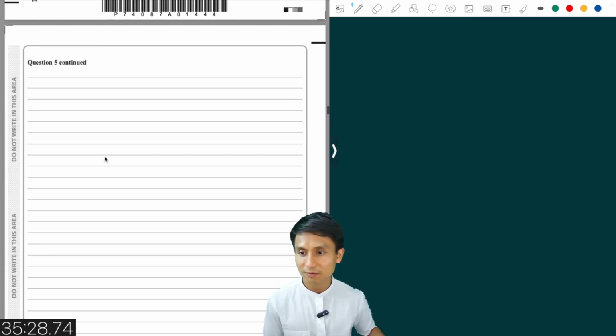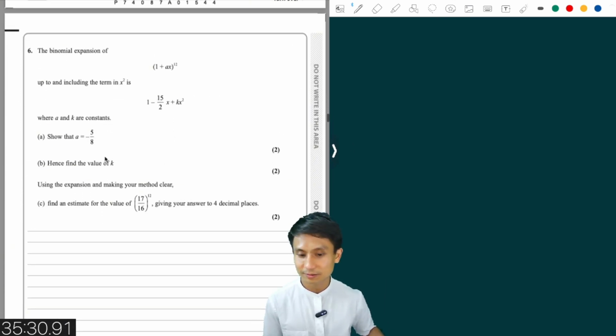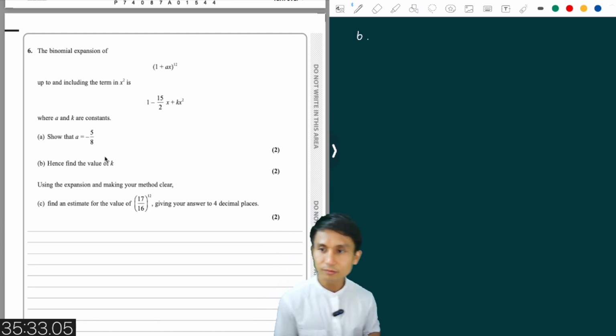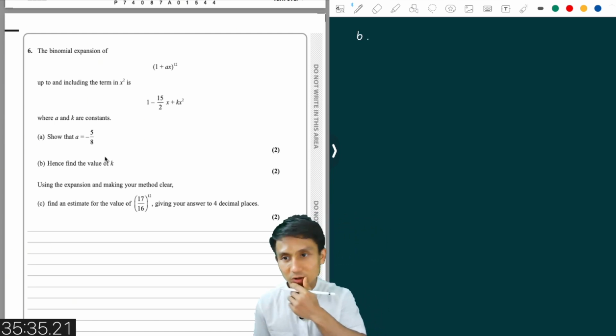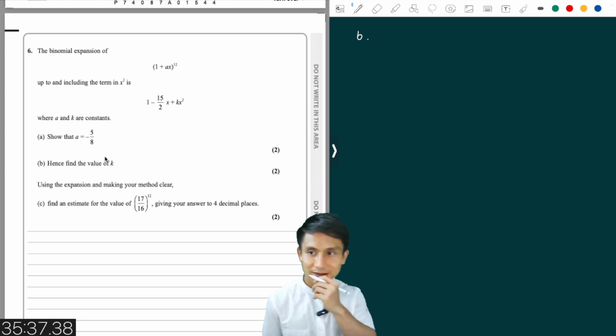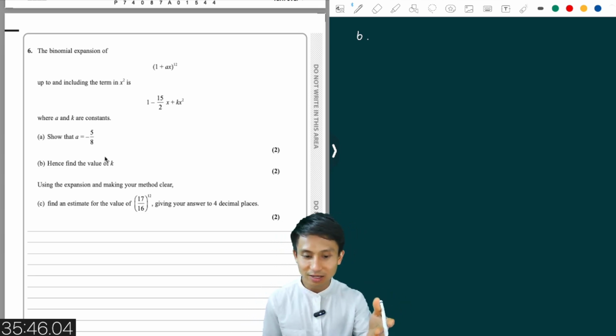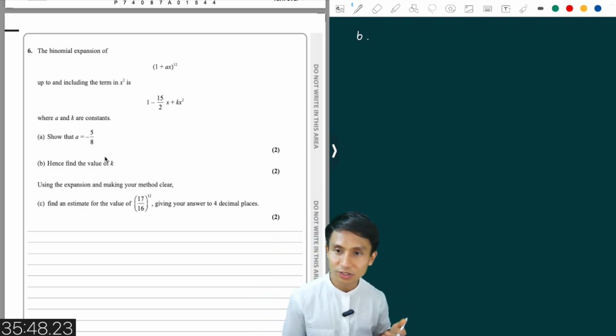And also question 5. Next, question number 6. The binomial expansion of that up to and including the term x squared is that, where a and b are constants. Show that a equals minus 5 over 8. So we're just going to expand the thing using the binomial coefficient.